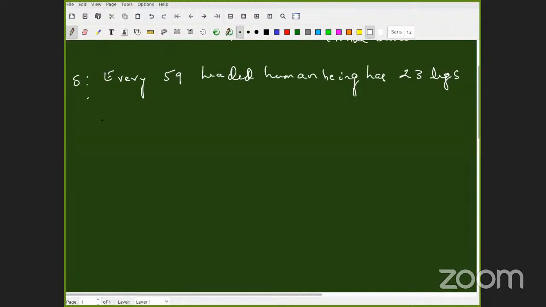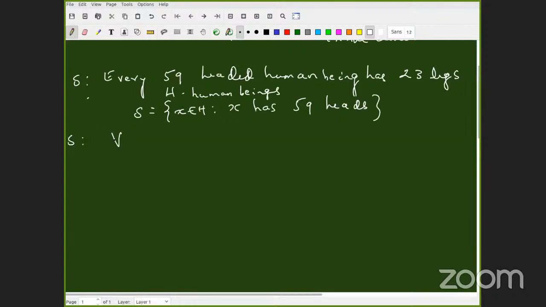What is the underlying set here? Can one of you say quickly? I'm going to ask one of you randomly. Let's ask from R1. R1, Jayashree. What is the underlying set for the quantifier every? 59-headed human being. Excellent. So let S be the set of all X in H such that X has 59 heads. What is H? H is the set of human beings. Correct? Okay, good.